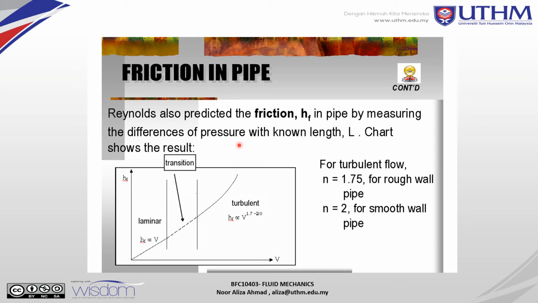Okay, from the chart, the figure shows the result. Look at this line here: this is for laminar, this is for the transitional flow, and this is for turbulence. For turbulent flow, N is equal to 1.75 for rough wall pipe and N is equal to 2 for smooth wall pipe. This is the coefficient N.